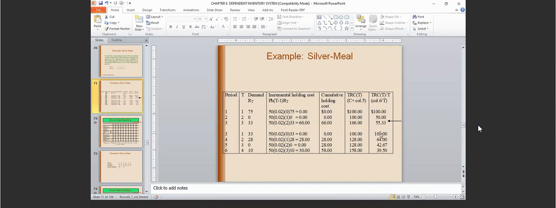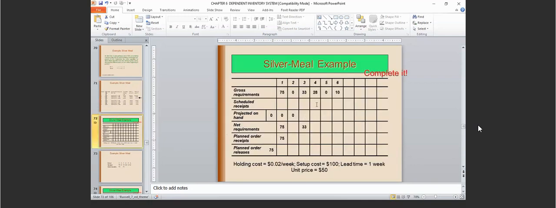So it shows that the average total relevant cost here is decreasing. So we include more periods in our analysis. So we include period 5 here, with the T value of 3, and the demand for the gross requirement in period 5 is 0. So we have the information here.